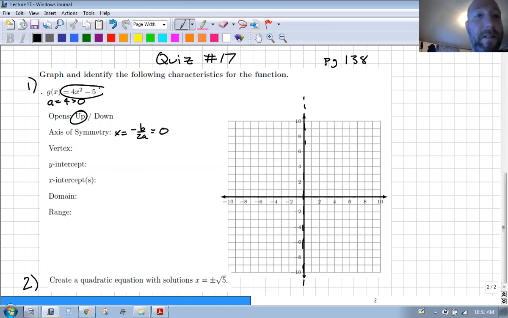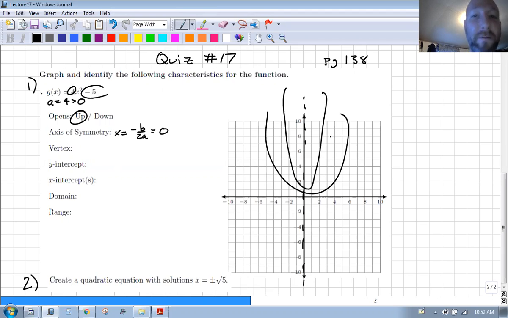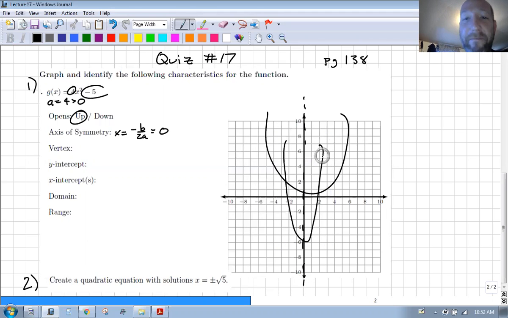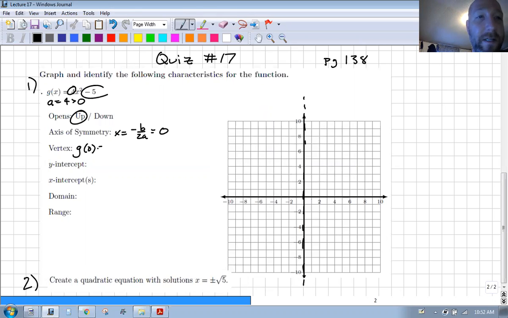I can just look at this and I could tell you this is going to look like x squared, but it's going to be stretched vertically by a factor of 4 and then moved down by 5. So it's going to look something like that, just by eyeballing it. But if we go through the process here, all right, our axis of symmetry is at 0. So our vertex, we plug a 0 in, we get a negative 5. Our vertex is at 0, negative 5.